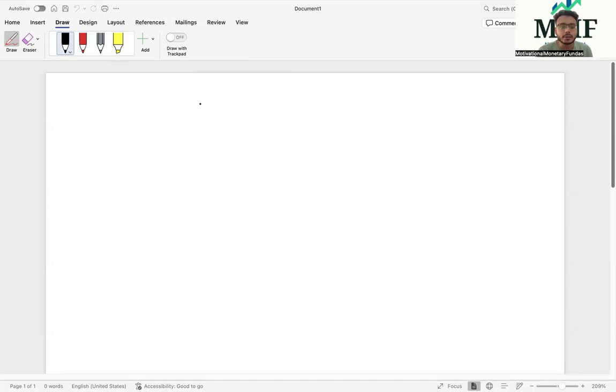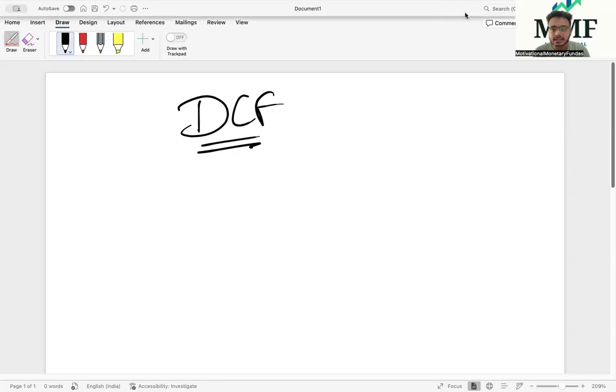So whenever we are talking about the DCF modeling, the discounted cash flow analysis, it is the most important method which is used to value a company. It is the most important, most genuine method, I would say, which is used to value a company. There are different other methods also. We talked about those methods in the previous session also, like when we talked about the valuation multiples, right?